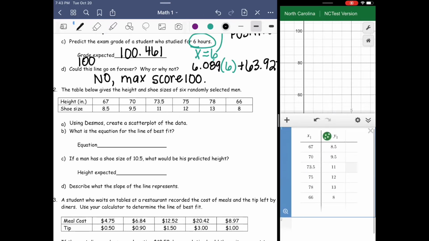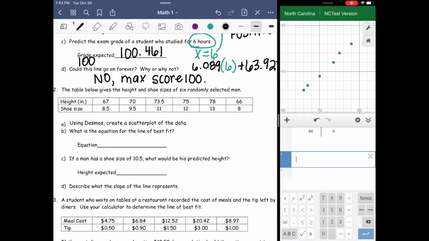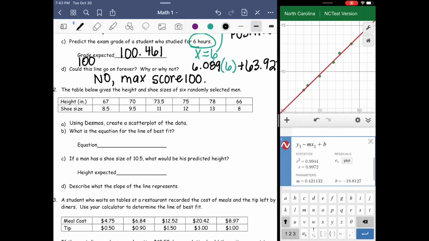I'm going to continue on with my y values. This is my shoe size that we're comparing now. Again, just take a quick glance over it and make sure it looks good. Hit your zoom button over there in that corner, and we can see that correlation. It looks pretty linear, looks strong, but let's check it. So I have y1 squiggle, and I have mx1 plus b. Now, looking at this, I have an R value of 0.997. This is going to be positive and strong.